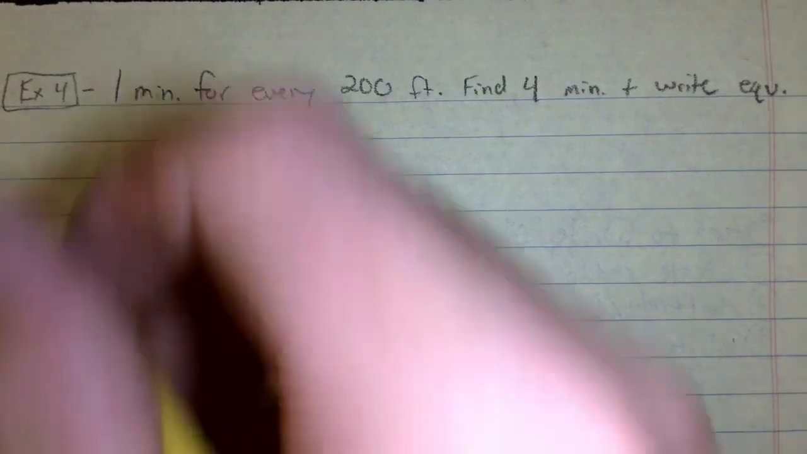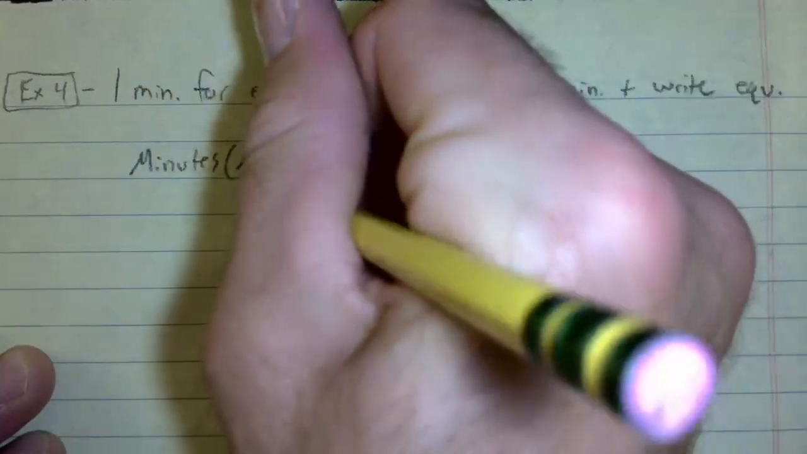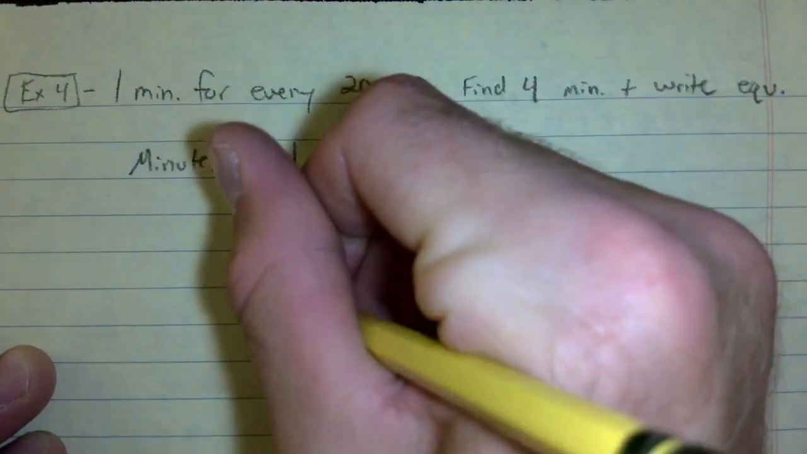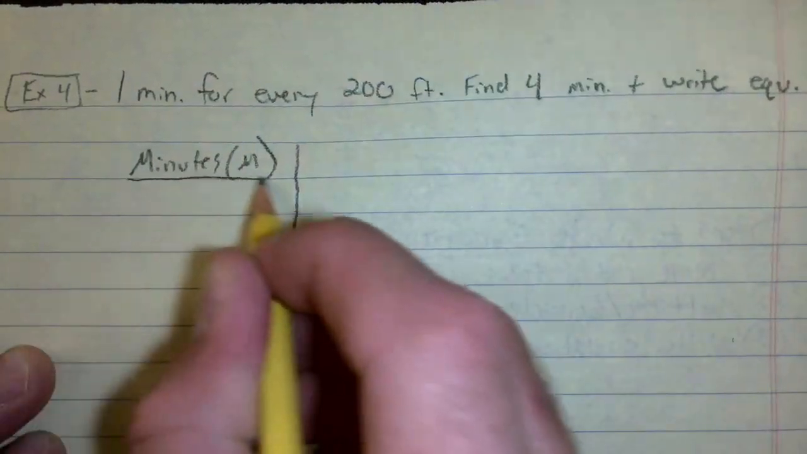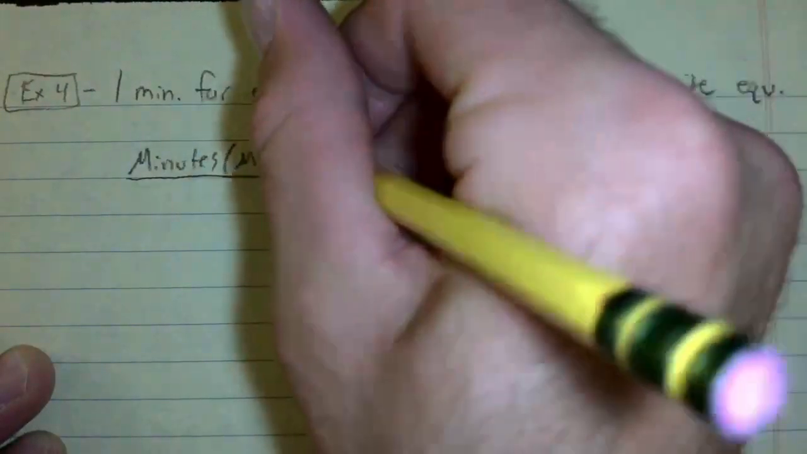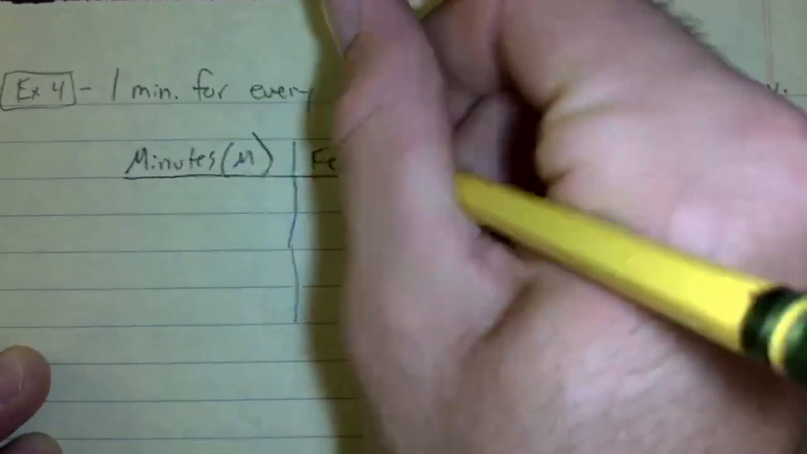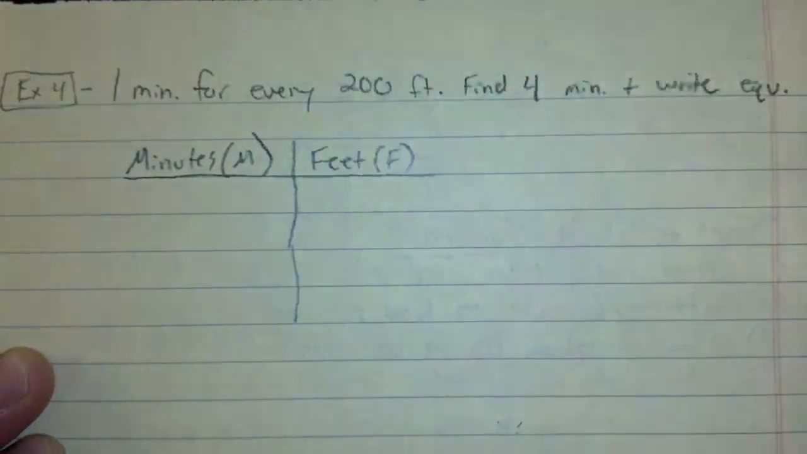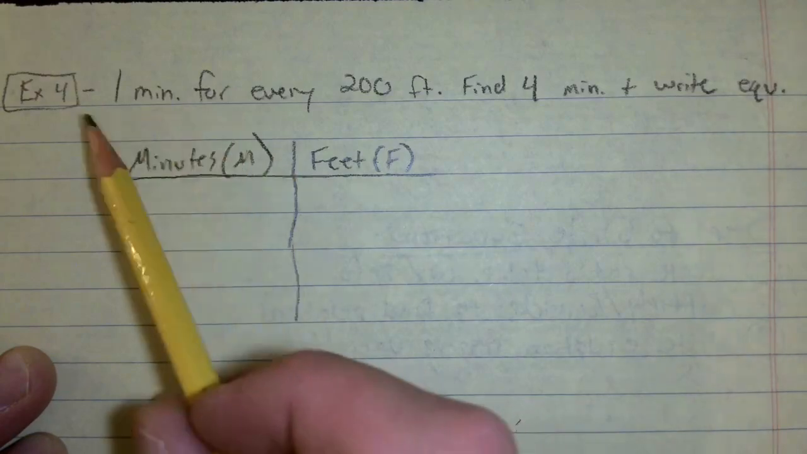So step 1 says to create that ratio table. So we'll just write minutes and M. And then try to draw that line as straight as you can. And then go and write F for feet. And then plug in your information. Well, we do know we have 1 minute for every 200 foot.